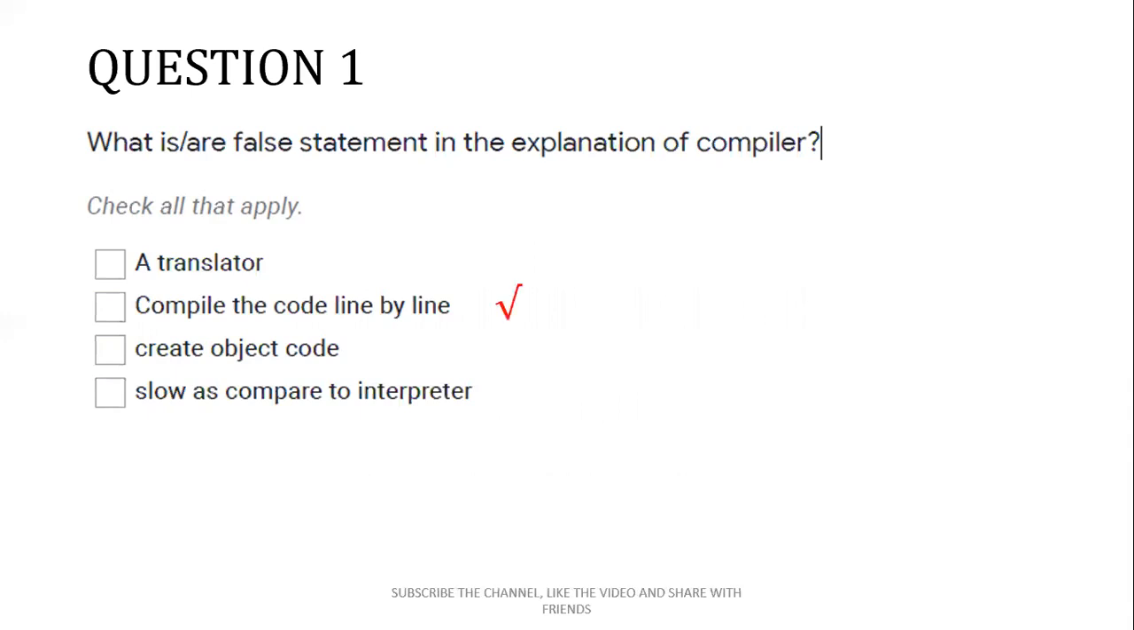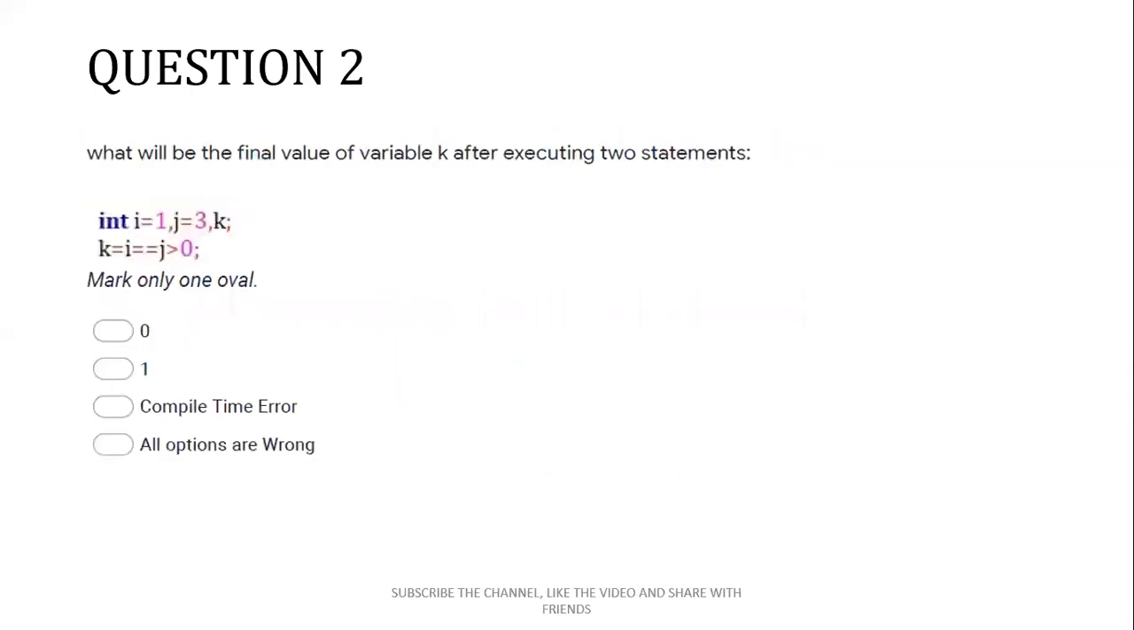You can take it. Next one is create object code. Yes, compiler creates the object code. And last one is slow as compared to interpreter. And no, compiler is not slow. Compiler is faster than interpreter. So you have to mark it also. So these are the 2 points where you have to mark. Next one is question number 2.